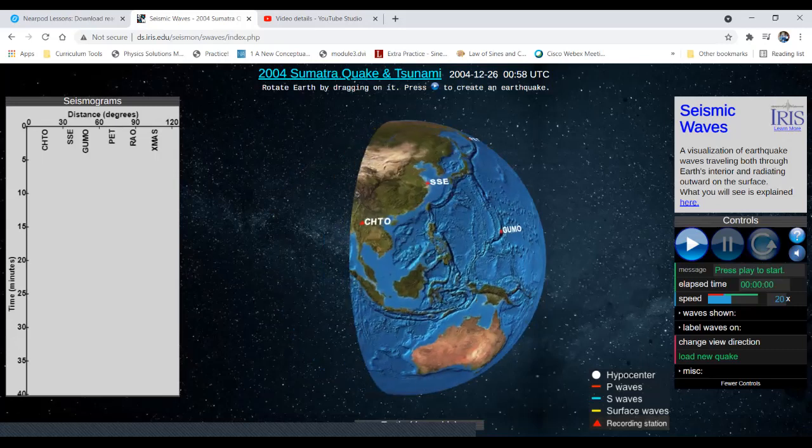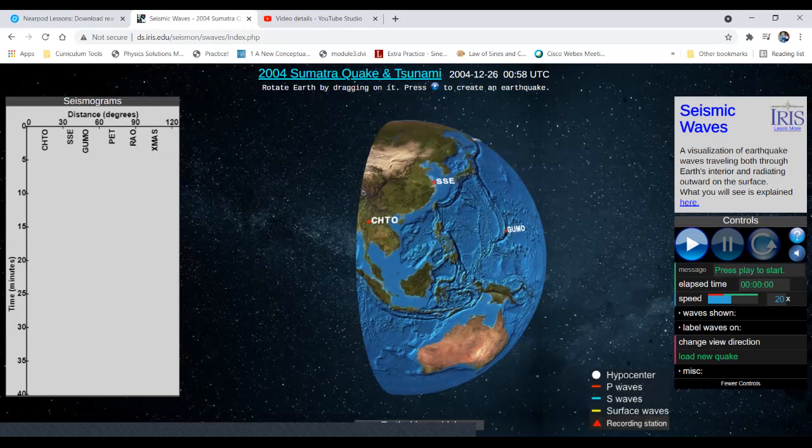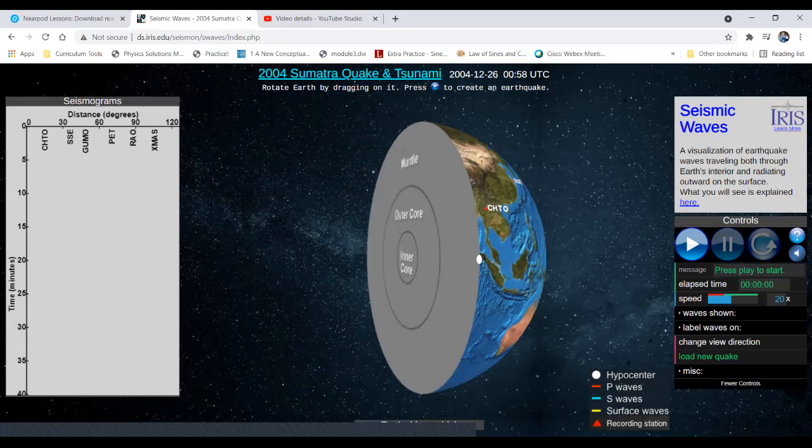So I am going to press play so that you can see the waves. And remember, the compression waves are going to be the fastest because they can travel through solid and liquid. And then the transverse waves, the mechanical transverse waves, will not. So let me show you that.